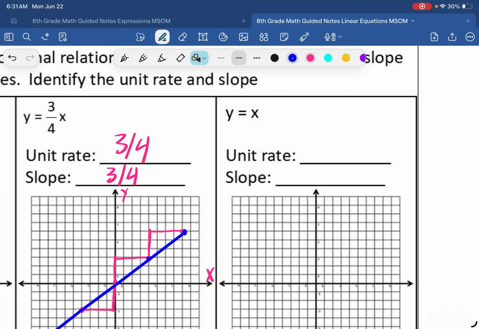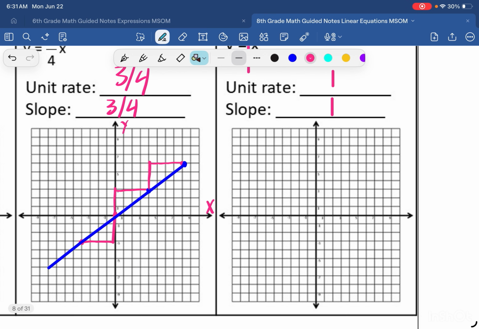Y equals x. Now there's a 1 right there. You can't see it. So it's saying y equals 1x or 1 over 1. So the unit rate is 1 and my slope is 1. So starting at the point 0, 0, I'm going to go up 1 over 1. That's a point on my graph. Up 1 over 1. There's another point on my graph.